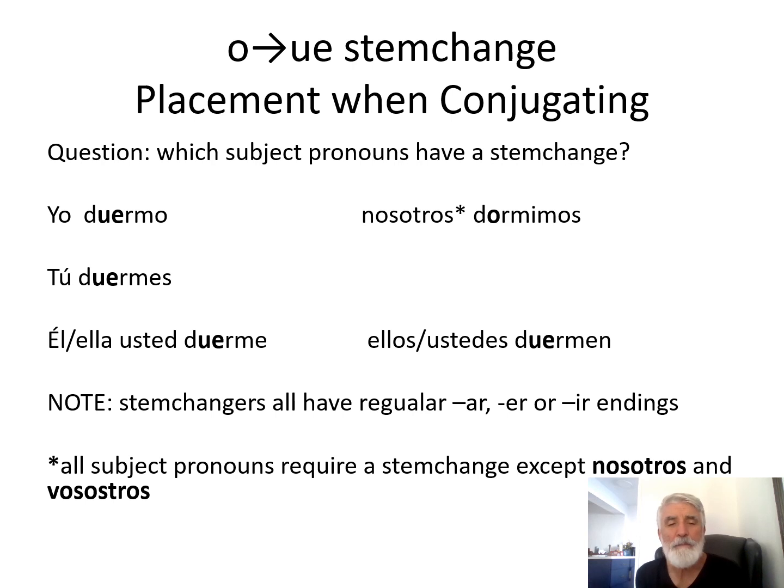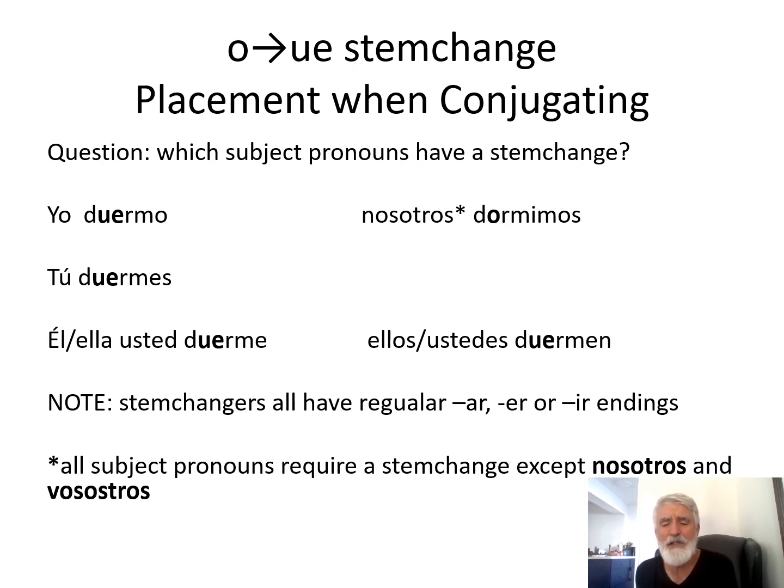So what about the placement of the stem change? Where, when we're conjugating a verb, is there a stem change? When I'm conjugating a verb with a subject pronoun, which subject pronoun requires a stem change? And there's a very simple, straightforward rule.